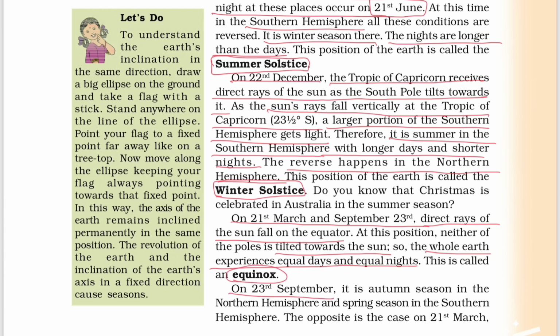On 23rd September, it is autumn season in the northern hemisphere and spring season in the southern hemisphere. The opposite is the case on 21st March. What is said here? On 23rd September, autumn season in the northern hemisphere and spring season in the southern hemisphere. So on 21st March, what happens? It will be spring season in the northern hemisphere and autumn season in the southern hemisphere.